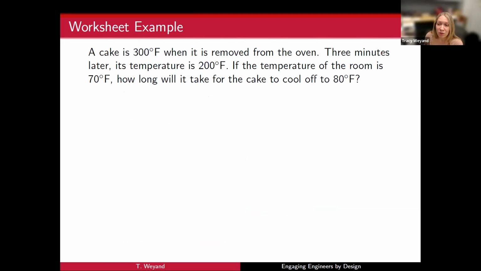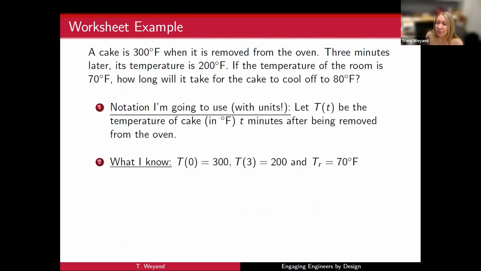So, for example, the first one that we go through together is a typical Newton's cooling law example. And the expected answers that I would write down are the following. I'm extremely specific at this point in the quarter. I would say that T of t is the temperature of the cake in degrees Fahrenheit, t minutes after being removed from the oven. So in that statement, I'm defining my functions, I'm defining my variables, and I'm giving units to them so they can then use unit manipulation to help them set up a DE that makes sense later on.